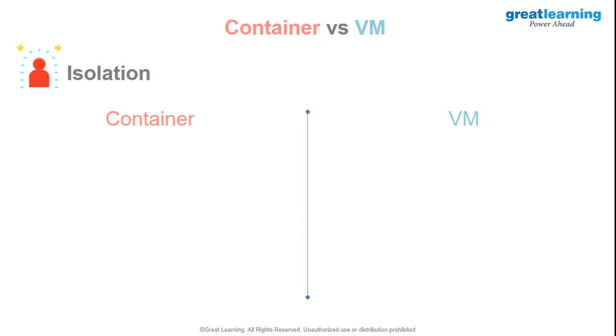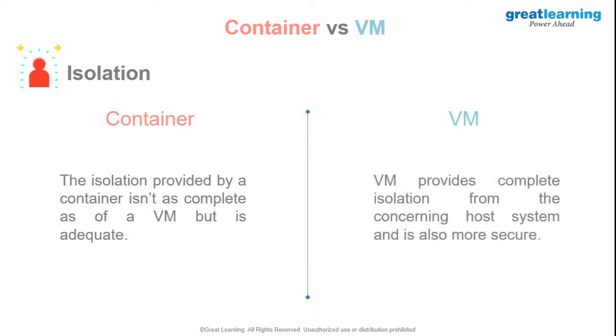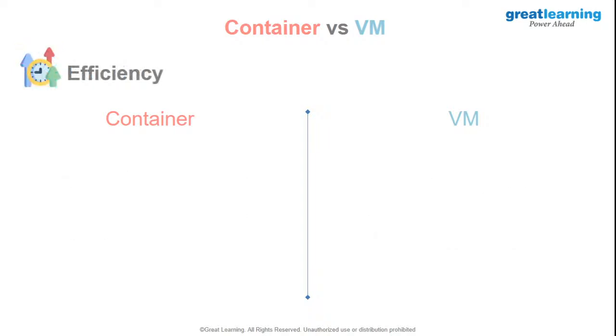So we have the isolation. Like I told you guys before, the isolation provided by containers isn't as complete because it shares the kernel. Whereas a virtual machine is completely isolated. So if something happens to the system, like malware or something, it will not affect the virtual machine. So it's a lot more secure.